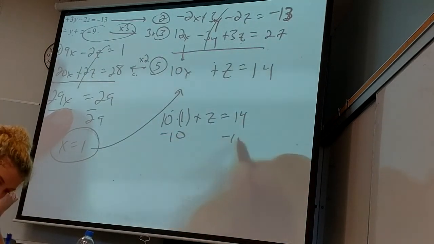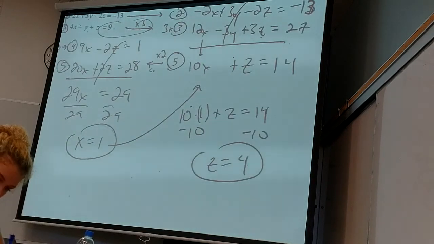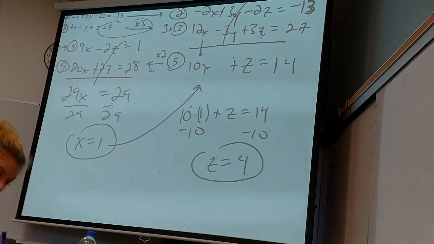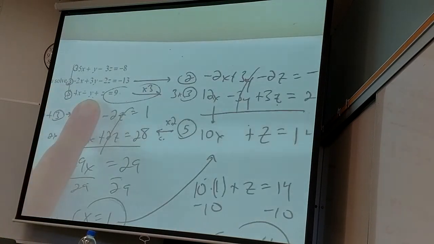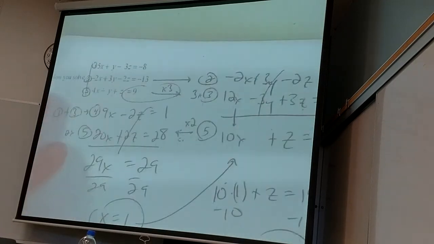Subtract 10, I get z is 4. So what's the only letter I don't know? Y. And where do I go to figure out what y is? Back to the originals, right? And then you can pick any of these. It shouldn't matter which one you pick, right? Because this is supposed to be where they all meet. So I don't care. Let's pick the first one because it's got room above it.